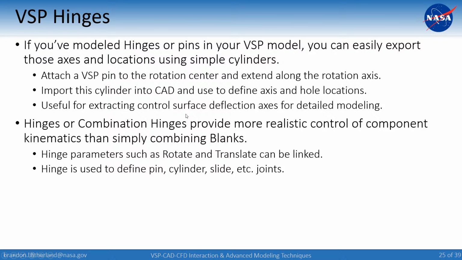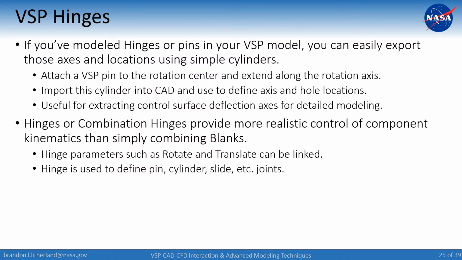So moving off of that and to talk a little bit about hinges, if you know that you're going from OpenVSP and you're going to need a physical hinge later in your CAD model, it's really easy to dump out a small pin cylinder to use as a reference in CAD. So all you have to do is attach a VSP cylinder to the rotation center and extend it along that axis. And when you write out the step file, you've got a little cylindrical reference that you can say, hey, here's my pin. This is where your mechanism connection goes.